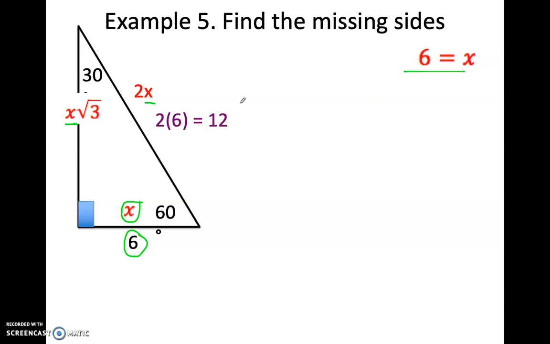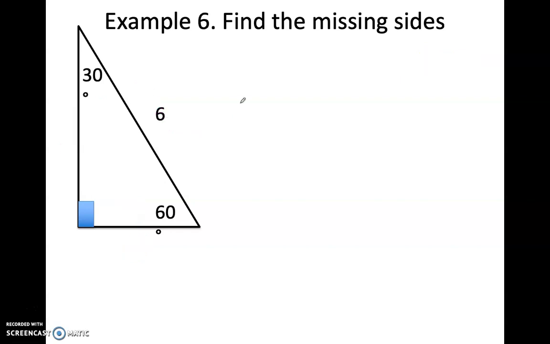12. What is the 30-degree leg going to become? 6 square root of 3. We're done. All exact answers. Example 6, a little bit tougher, not the worst yet.